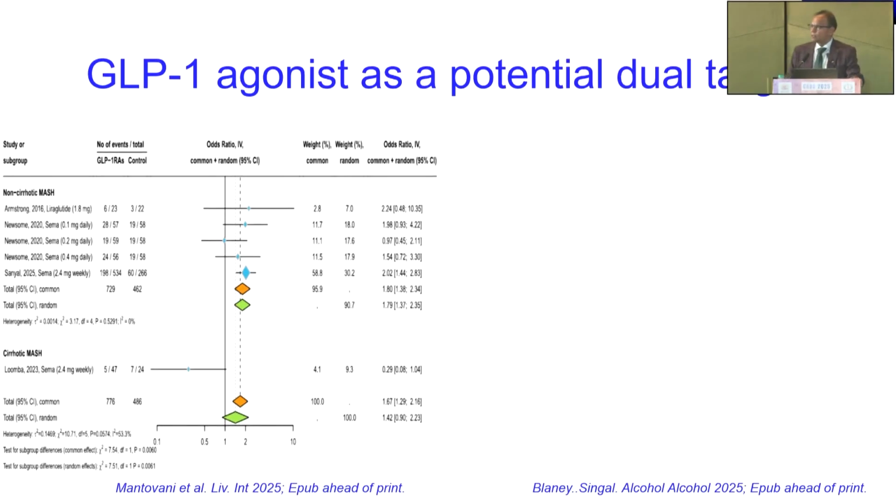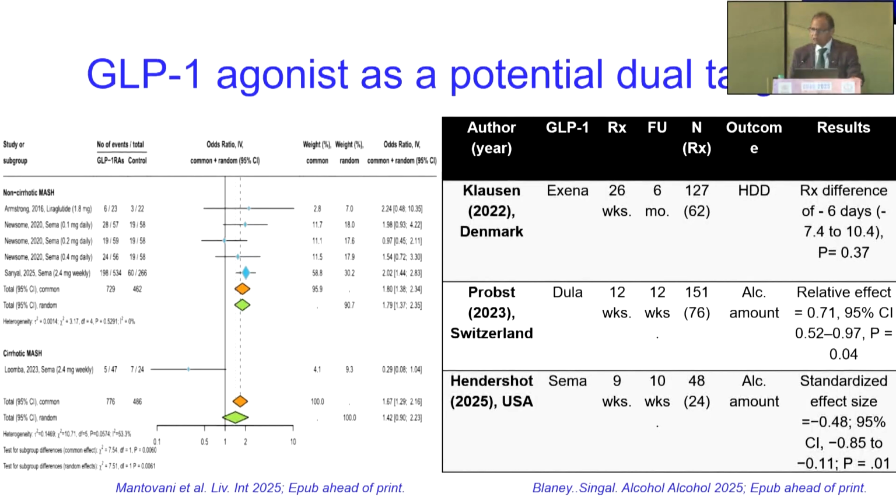Another dual target is GLP-1, which I think we heard a lot about, the glucagon-like peptide 1 agonist. On the left-hand side, you see the effect in NASH or MASH patients, both non-cirrhotic and cirrhotic population. There is benefit. And now, 2 weeks ago, we know that GLP-1 is an approved indication for MASH. But I want to focus here on 3 randomized controlled trials, and this paper was put together by one of our fellows, Hannah Blaney.